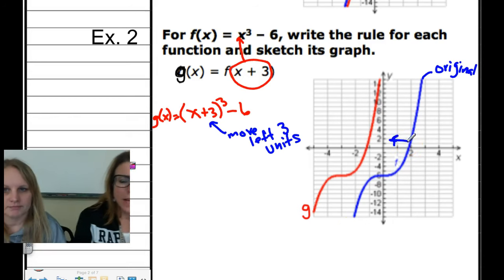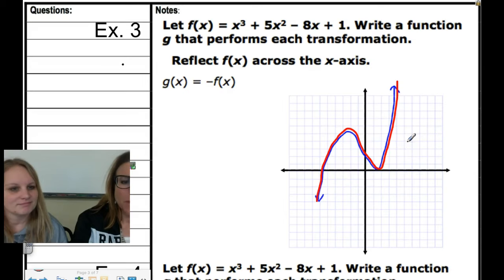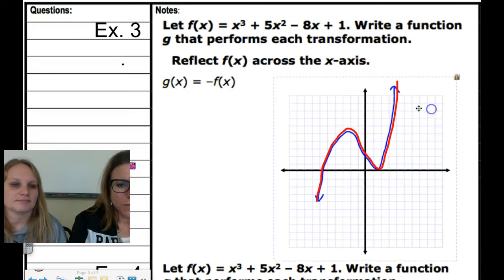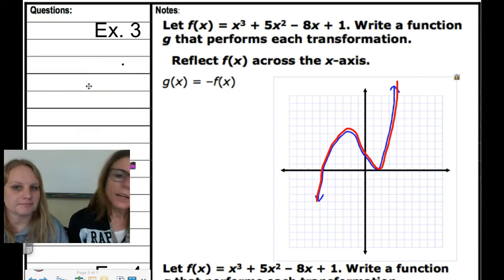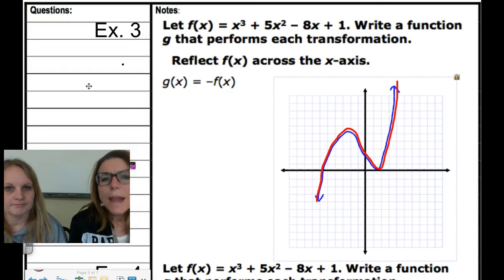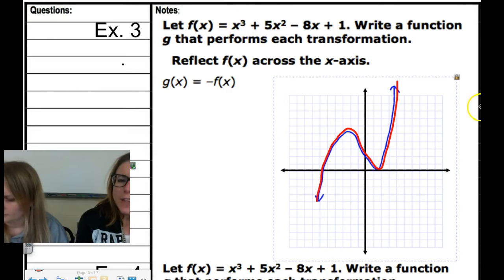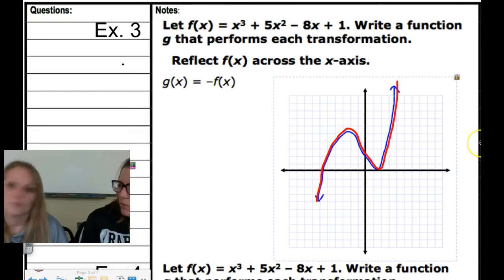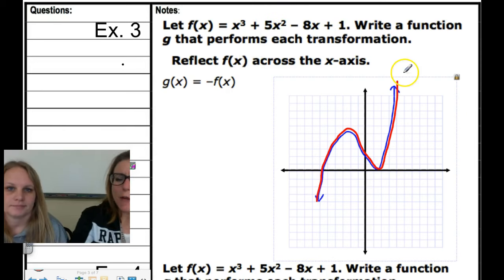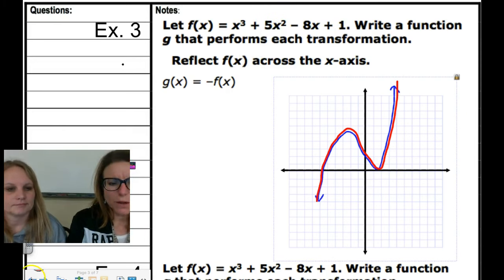Perfect. Okay. Next page. I'm just trying to find my mouse. There it is, the next page. Okay. Now here's another function. Write a function g that performs the transformation. So now, before, they didn't give us words. Remember before? If I go back a screen, I like to do a comparison here.